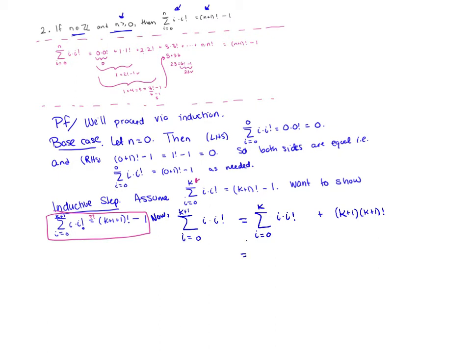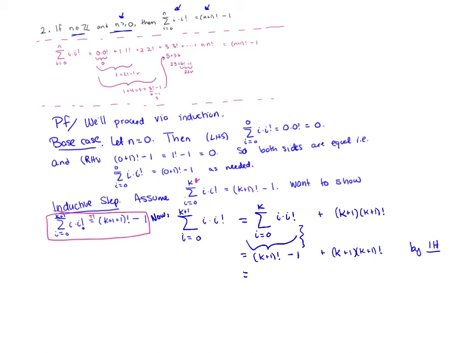Now, by my inductive hypothesis, I know that this is equal to k plus 1 factorial minus 1, and that still is adding on a k plus 1 times a k plus 1 factorial. That was by my inductive hypothesis, so that's what I was able to use here. We can label that at the end of the line so we know how we did that.